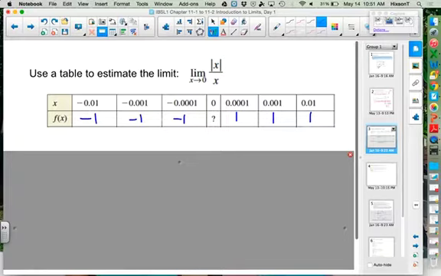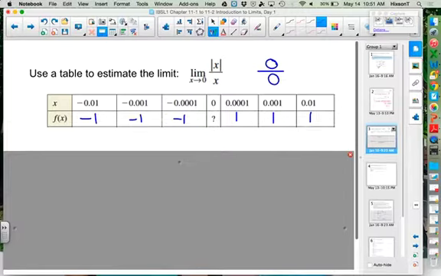We can't find it when x is 0. If you plugged in 0, you'd get 0 over 0. We're not approaching anything. You're right, we're not approaching anything.